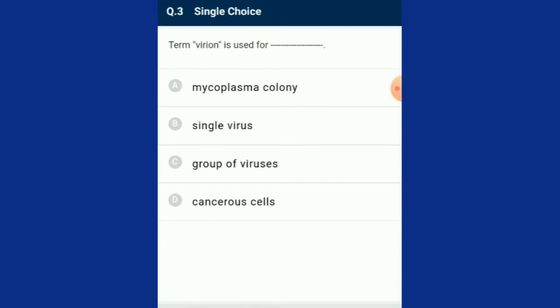Question number 3. The term virion is used for a single virus. Viruses, due to the absence of cellular organization, can survive only inside a living host cell, thus called obligate intracellular parasites. They cannot be cultured in an artificial medium. A virion is an agent that infects living organisms, often causing disease.